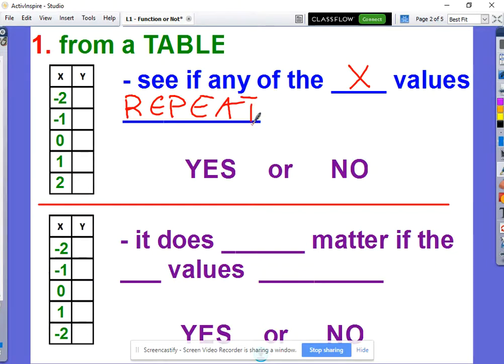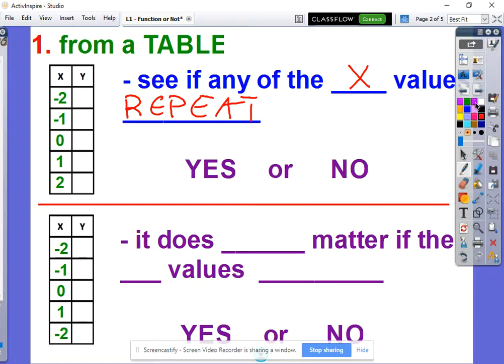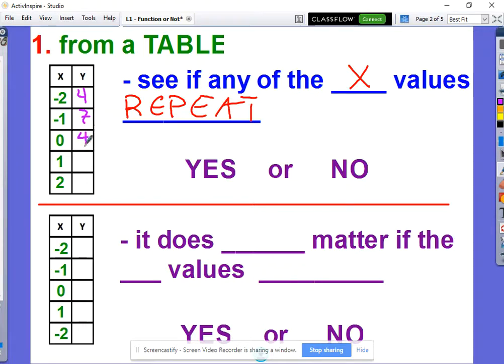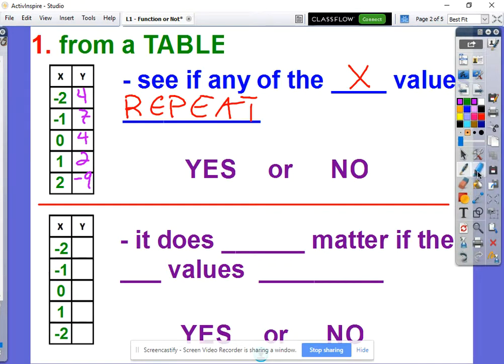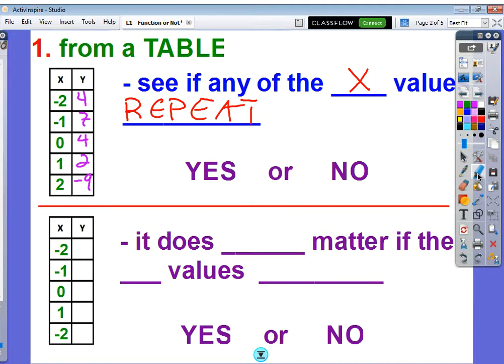I honestly don't care what my y values are. Your y values can be anything under the sun. So we could put in 4, 7, another 4, 2, -9. They can be anything you want them to be. All we really care about here is, do our x values repeat themselves?